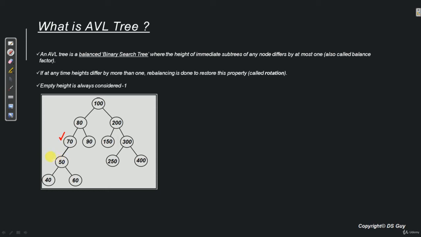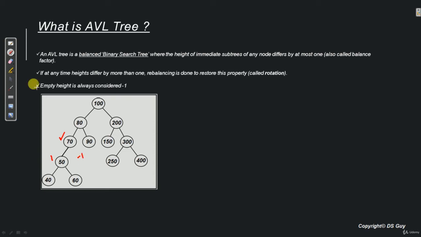It is 1. Now on the right side, since there is no child, we will consider the height of the right child as -1. Now why are we considering it as -1 and not 0? We will see that when we learn how we are deleting or inserting a node in an AVL tree. So that will be clear in a while. So for now, just remember that the height of a node which is null is -1.